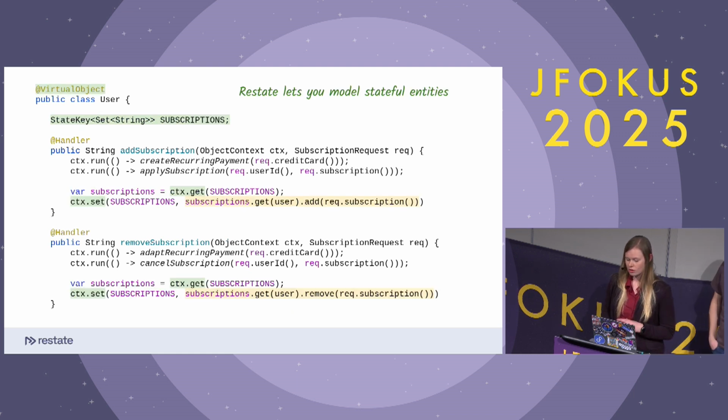So with the idea of durable execution and tracking code execution in a log, you can actually also keep state changes in that same log. And this is the idea of modeling stateful entities, basically, and you can operate on that state via ctx.get and ctx.set. But you need a bit of extra things around this to make this actually work fully consistent and correctly.